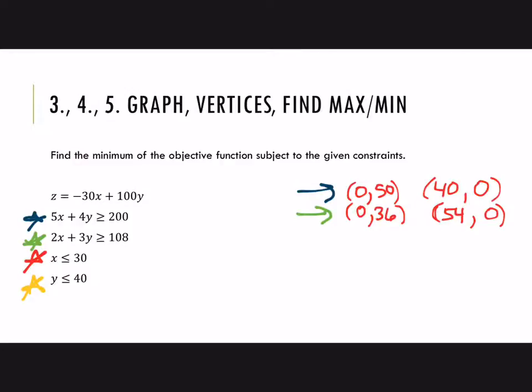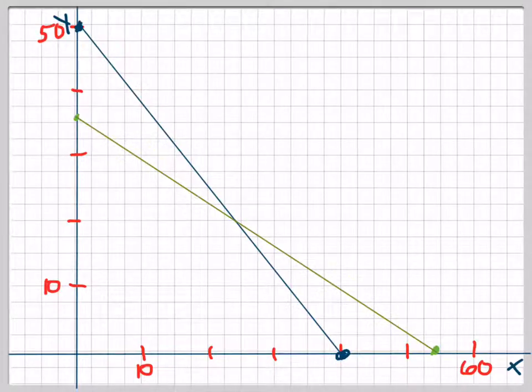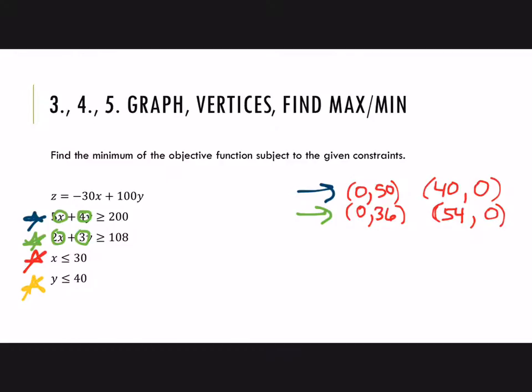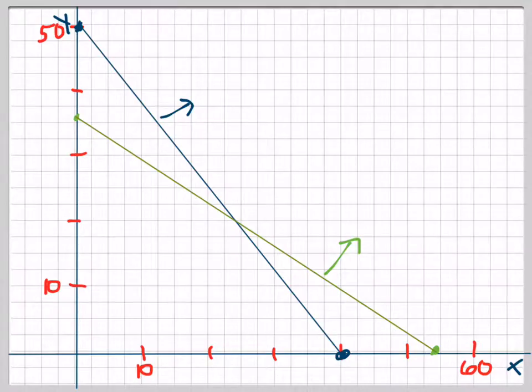These are inequalities, so I should also look at the shading. So if I use 0, 0 as a test point in these inequalities, then I end up with 0 is greater than or equal to 200, that's false, and 0 is greater than or equal to 108, also false. So I'm actually shading the opposite side from 0, 0 for these two lines. So I'm shading above the blue line and above the green line. Okay, and then the red line, x is less than or equal to 30. So I find 30 on the x-axis and put a line through that.